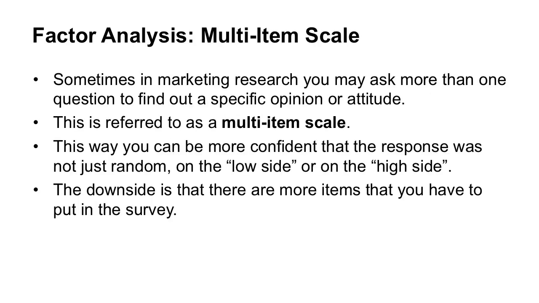Sometimes in marketing research, you ask a series of very similar questions to find out a specific opinion or attitude. These are referred to as multi-item scales. This way, when you ask multiple questions, you can be more confident that the response was not just random, on the low side, or on the high side. The downside, of course, in asking more questions is that there are more items to put in the survey.